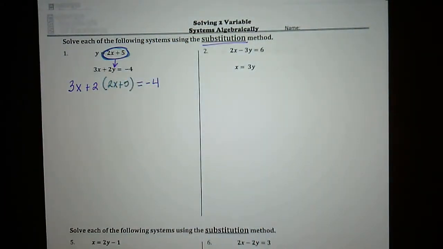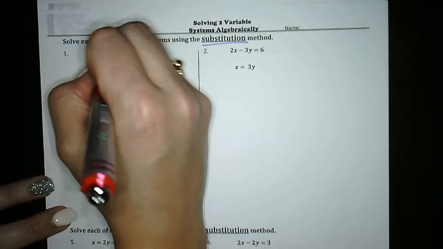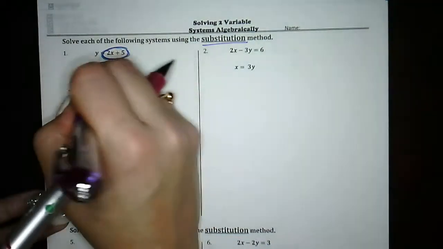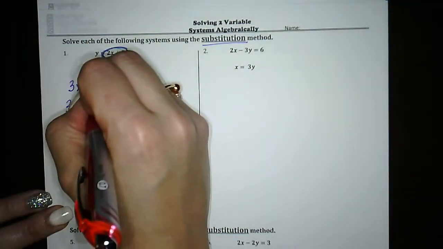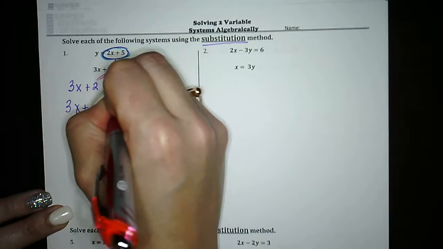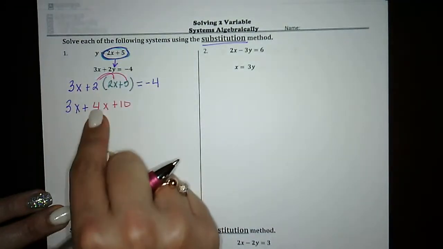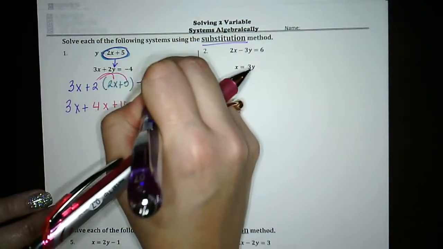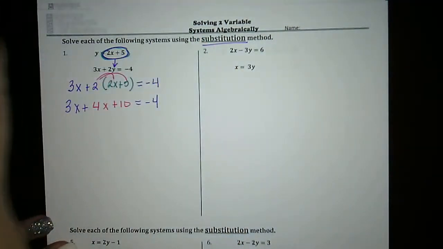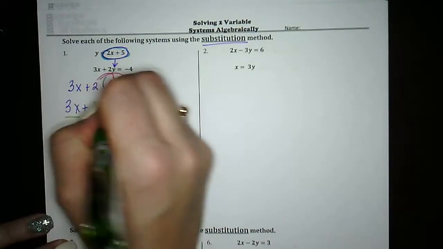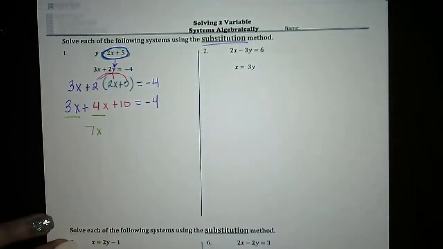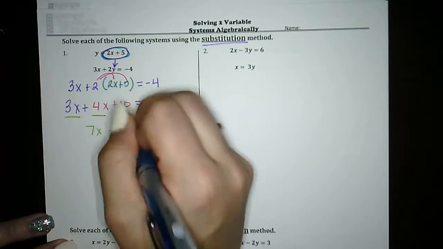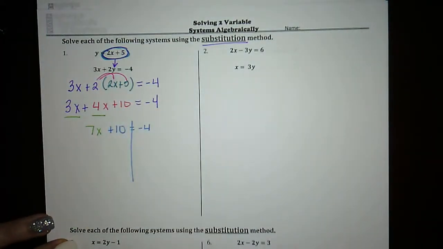So now we're going to distribute this 2. And we have 3x plus 4x plus 10, because 2 times 2x is 4x, 2 times 5 is 10, equals negative 4. Combine like terms, 3x and 4x gives us 7x, and we're left with plus 10 equals negative 4. Draw your line and solve.